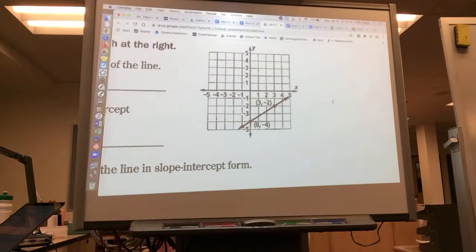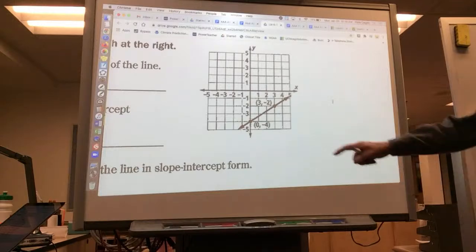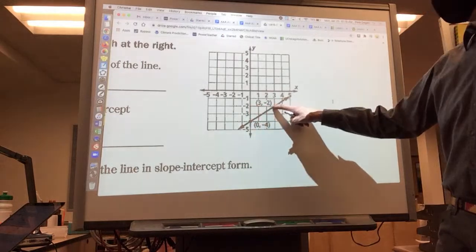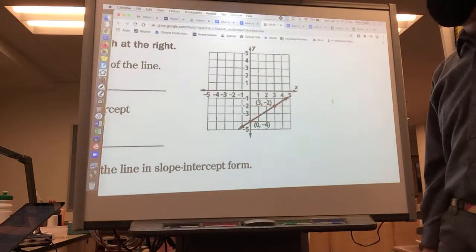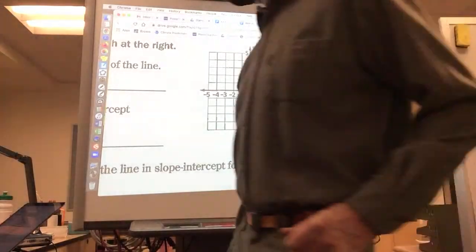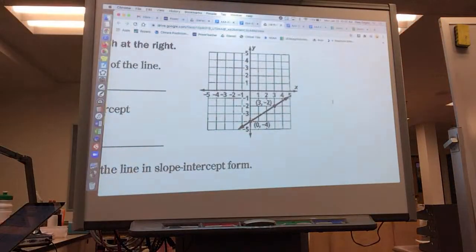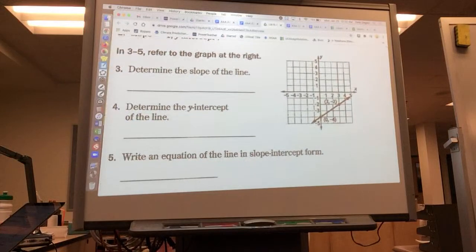So that's the slope, 2/3. A rise of 2 and a run of 3. Up 2 over 3. And then what's the next part? They want us to find the y-intercept. I'm sorry, not the x-intercept; we don't do x-intercepts for a while.